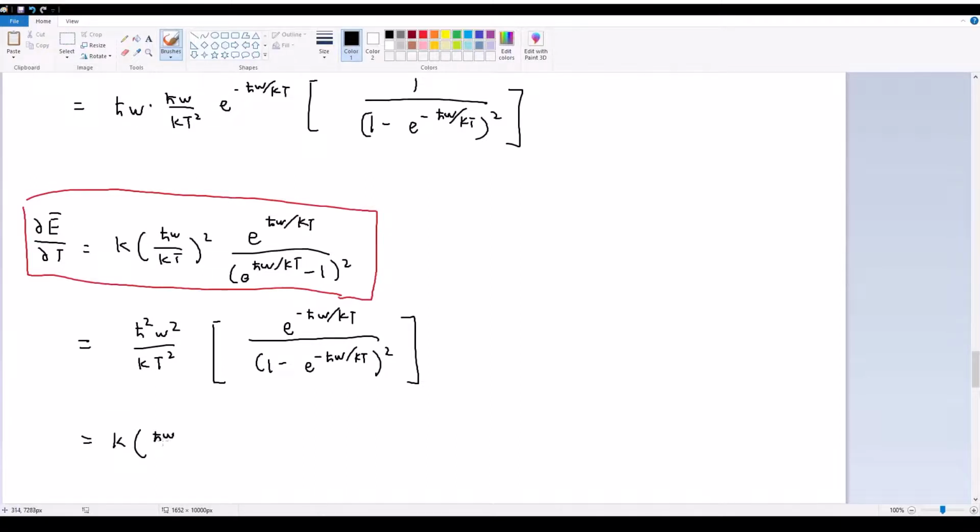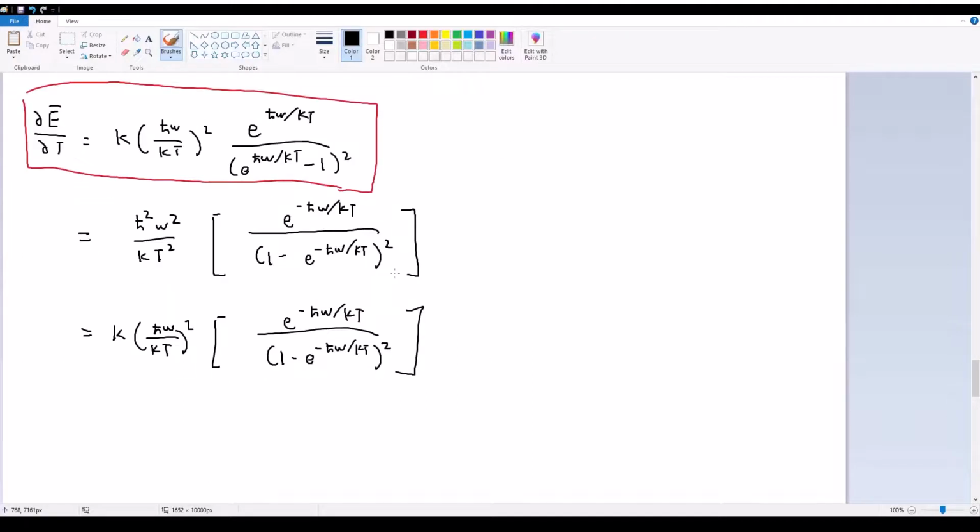times h bar omega over kT squared, because the k squared at the bottom gets cancelled out with the k at the top. This gives me just a k at the bottom. And now our main problem is doing this thing. So e to the negative h bar omega over kT times 1 minus e to the negative h bar omega over kT, squared. So what this suggests is that if I multiply both sides by e to the power of 2h bar omega over kT, the bottom should turn into the opposite. So let's see if we can do that.